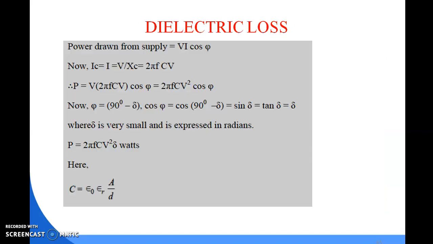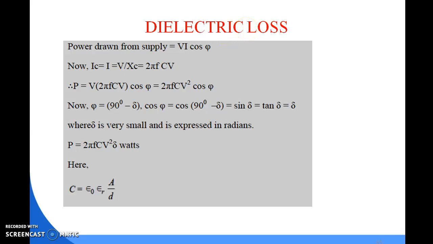So for dielectric loss, the power drawn from supply is equal to VI cos phi, and your IC is equal to V by XC. In case of XC we put 1 by 2 pi FC, so it is 2 pi FCV. So P is equal to VI cos phi, we know that it is active power. In case of I we put 2 pi FCV cos phi. So P is equal to 2 pi FCV square cos phi.